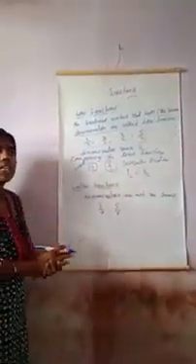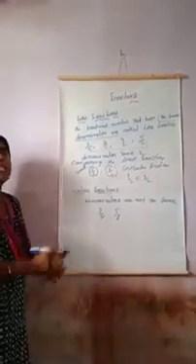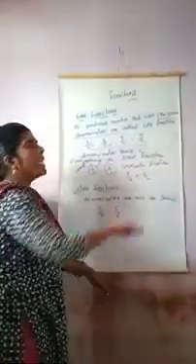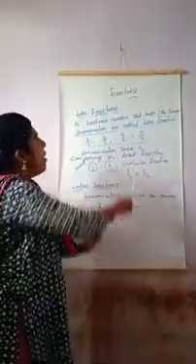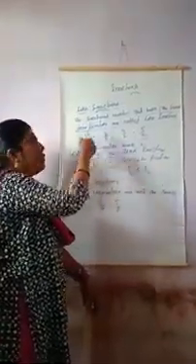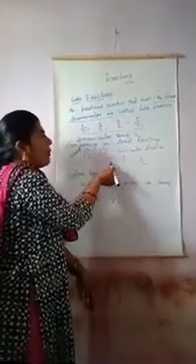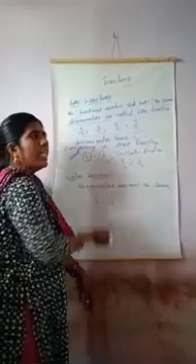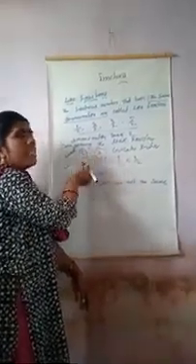What are like fractions? Fractions whose denominators are the same are called like fractions. Comparing like fractions 1 by 2 and 3 by 2, which fraction is greater? 3 by 2 is greater. 1 by 2 is smaller.